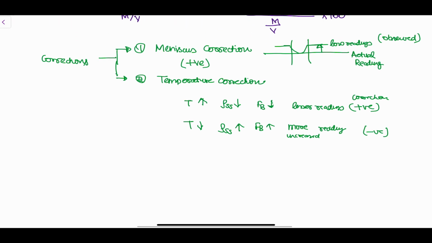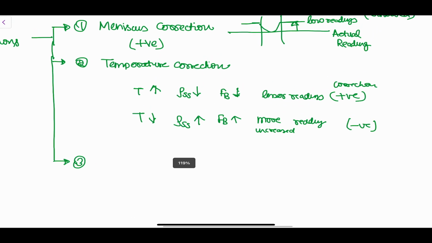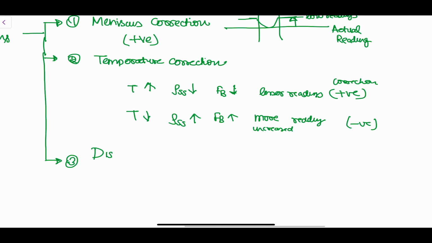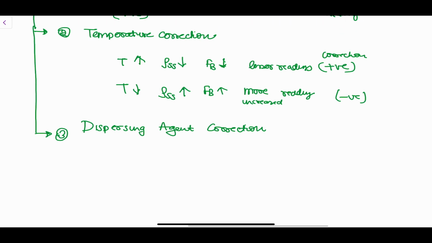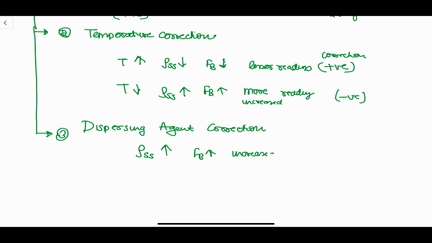Now comes the third correction, which is dispersing agent correction. Now if we are adding some dispersing agent, which will increase the density of soil suspension, which means buoyant force will be more, which means increased readings. So correction required will be negative.